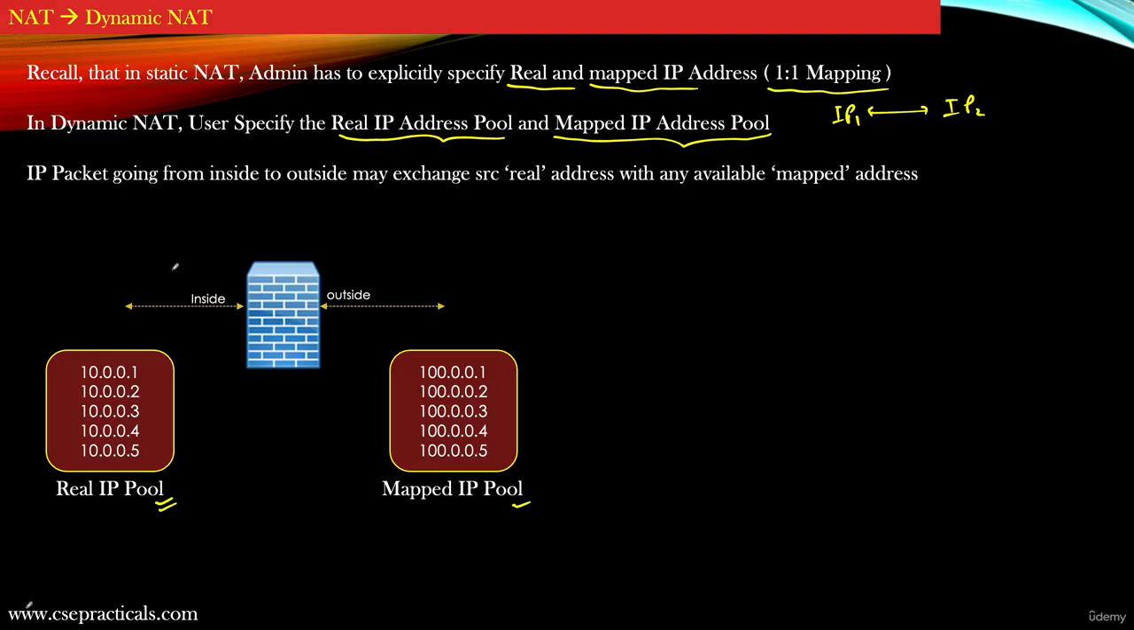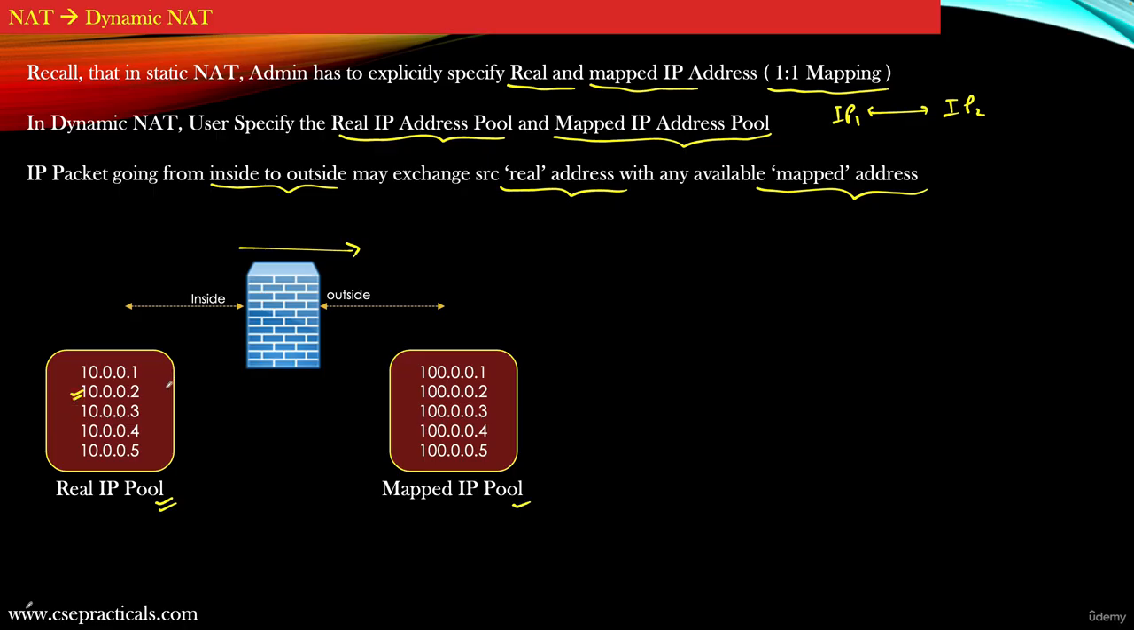So when the user has created the real IP address pool and mapped IP address pool, and let's say that the user has configured a dynamic NAT, any IP packet going from inside to outside, that is in this direction, may exchange its real source address with any available mapped address, right? So let's say the packet is going from inside direction to outside direction, and the packet has a source address which is 10.0.0.2.